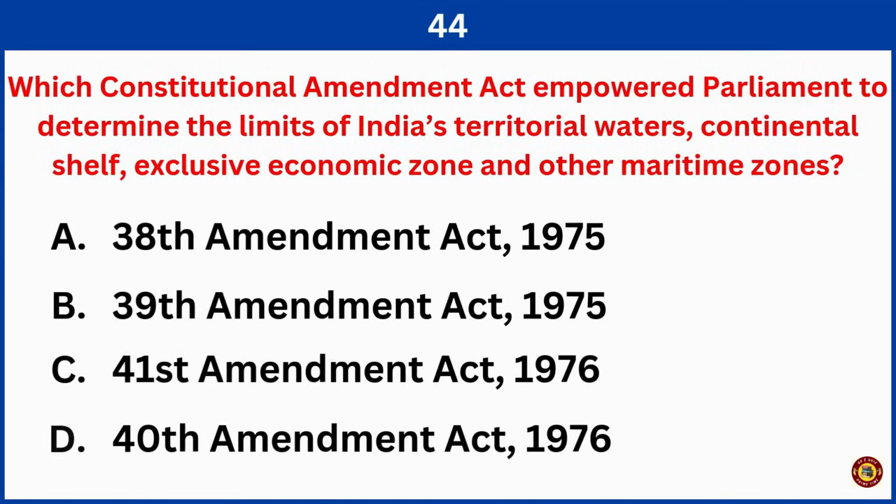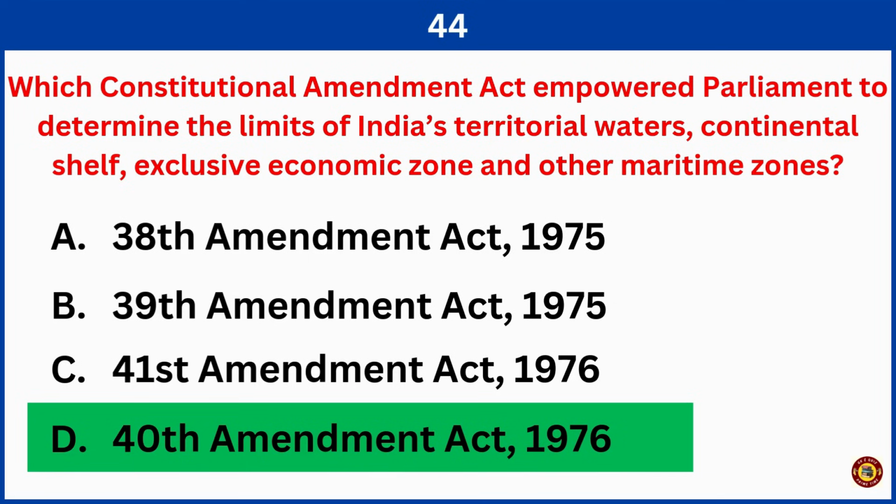Which Constitutional Amendment Act empowered Parliament to determine the limits of India's territorial waters, continental shelf, exclusive economic zone, and other maritime zones? Right answer is option D, 40th Amendment Act 1976.